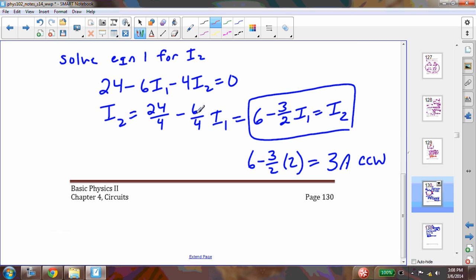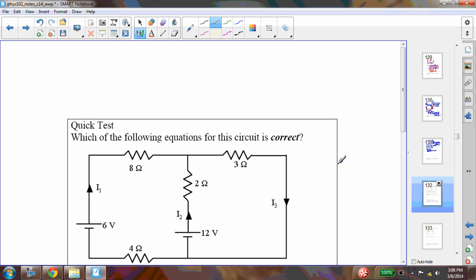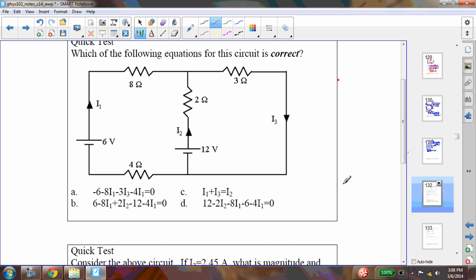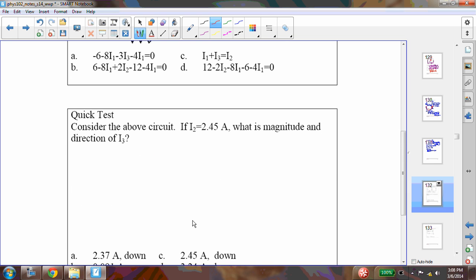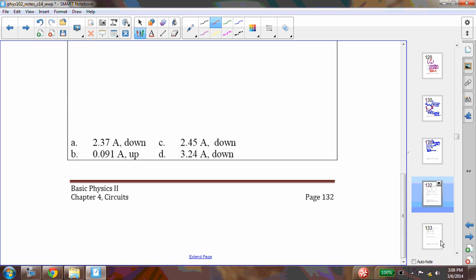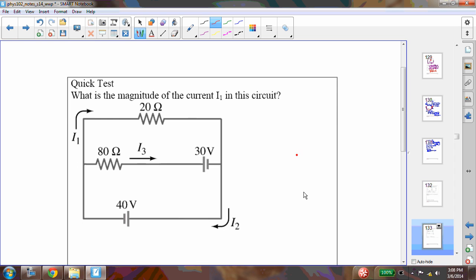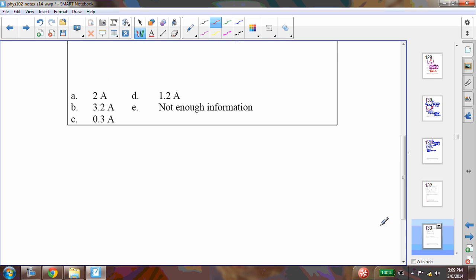All right, so let's take a break there. Here's a question asking the following equations. You'll see this on the quiz. Also, I give you a current, and I ask you what is the magnitude and direction of another current. So that's quite a bit simpler because one of the currents is now known, and you just really have to pick the correct equation, and it becomes quite simple. Here's another circuit. This one's easy because this bottom loop has no resistor in it, and so it makes it quite a bit easier. But I'll leave that to you to play with, and you'll see that on the class quiz.